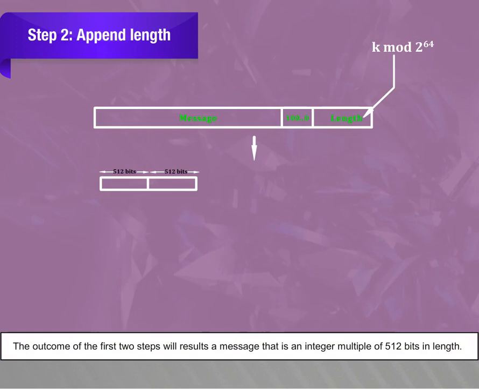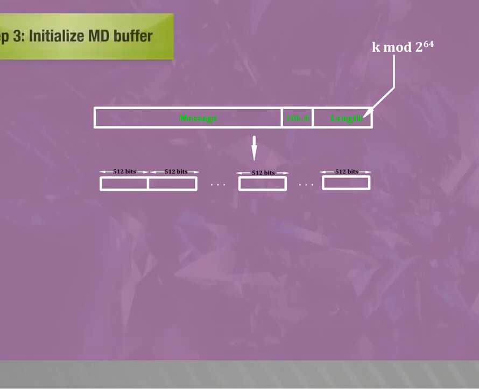The outcome of the first two steps will result in a message that is an integer multiple of 512 bits in length. Step 3. Initialize MD buffer.